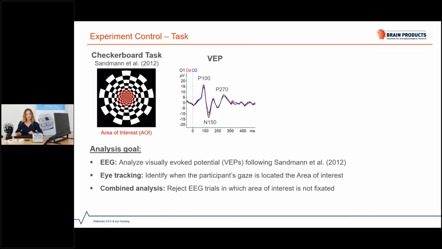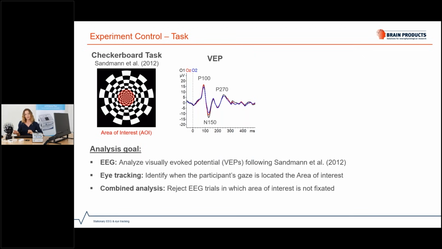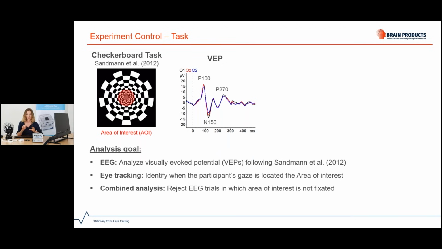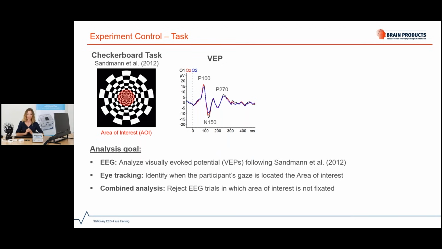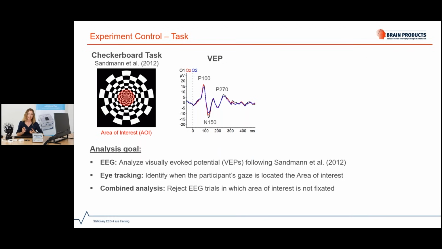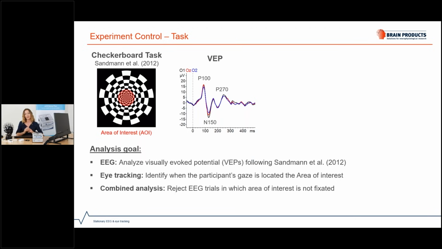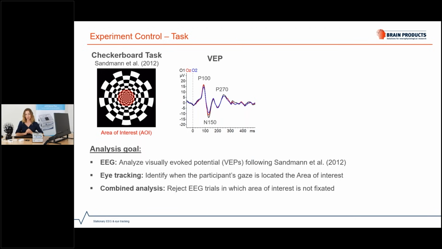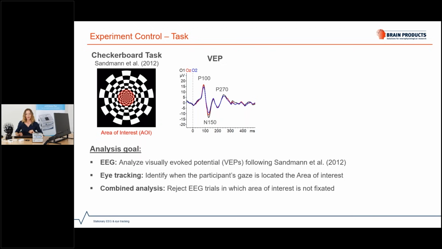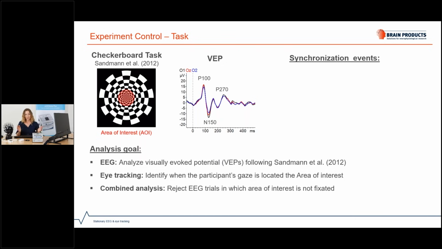And for the combined analysis, we want to use this information from the eye tracking and inform our EEG data with it. So that means we want to reject all trials during which the participant was not focusing in the area of interest, so when they were not paying attention. And our goal here is to get cleaner EEG data. So by discarding all these invalid trials where the participant didn't pay attention, we hope to get a nicer event-related potential in the end.